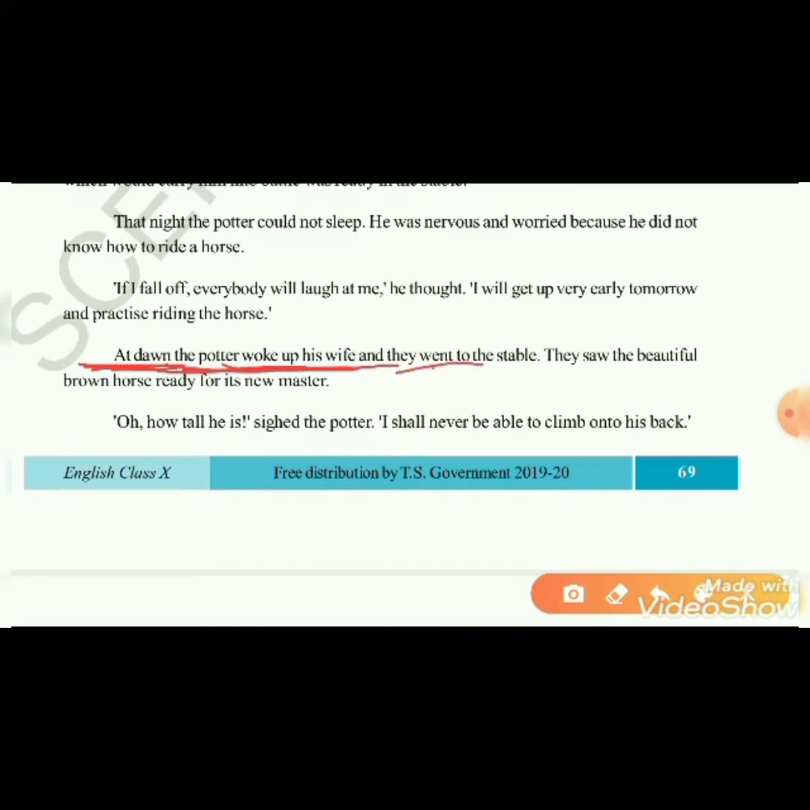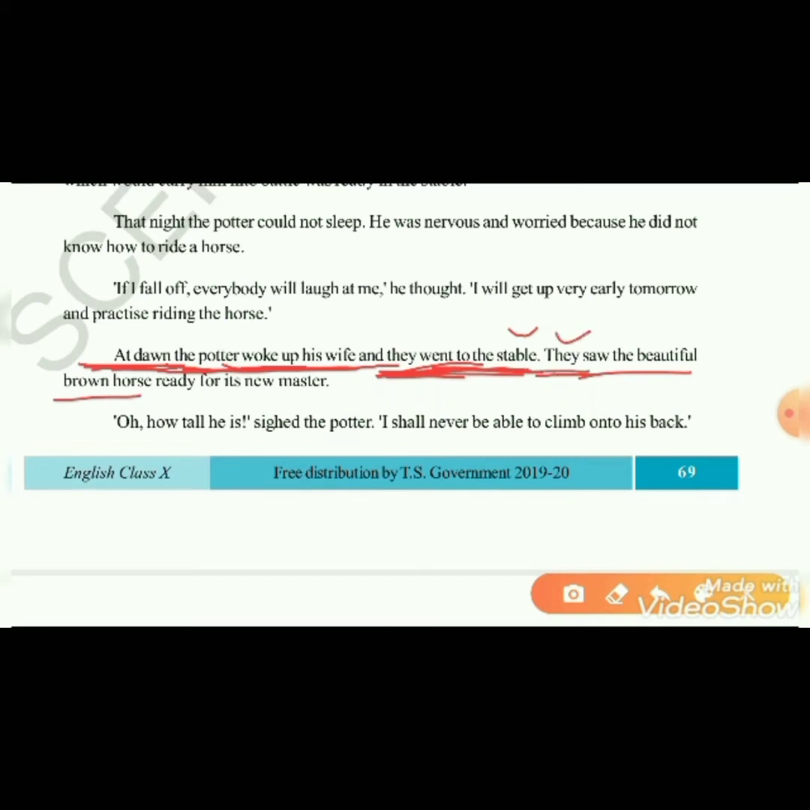They saw the beautiful brown horse ready for its new master. So they saw a powerful, healthy, beautiful brown horse which was made ready for his master. Who is his new master? The general was his new master. And it was waiting there. Oh, how tall he is!